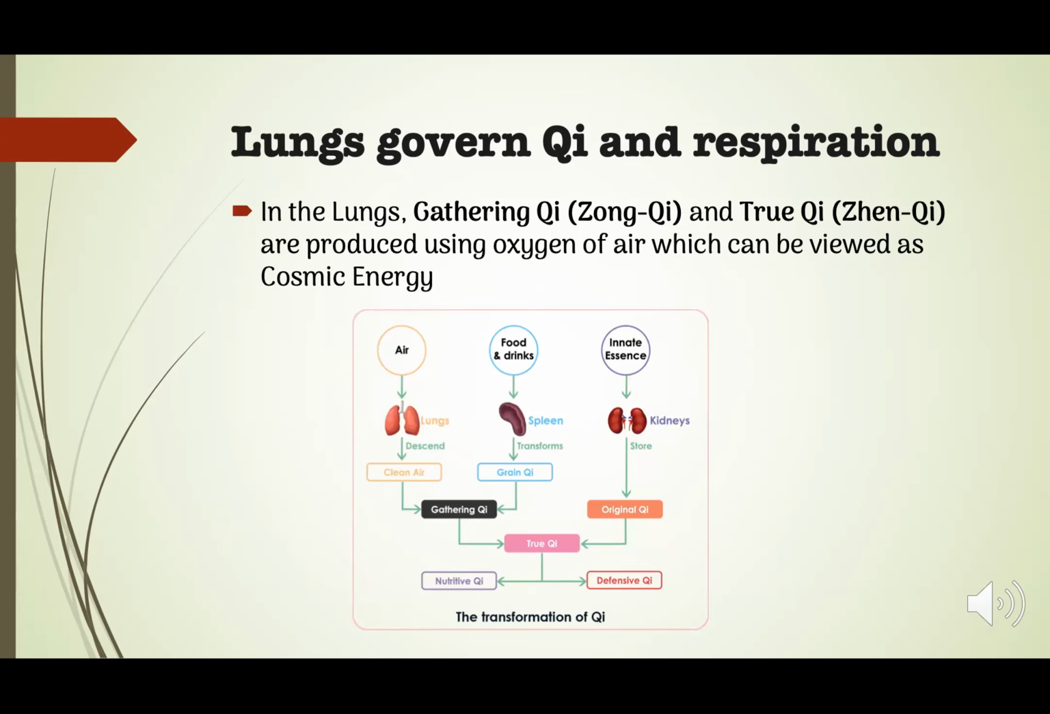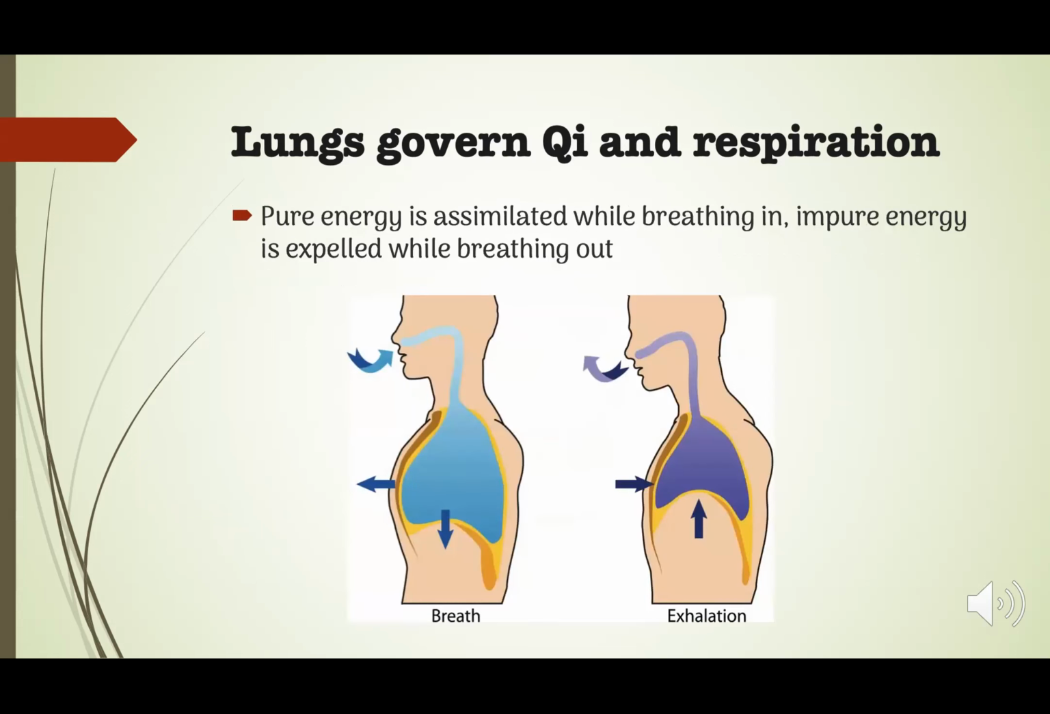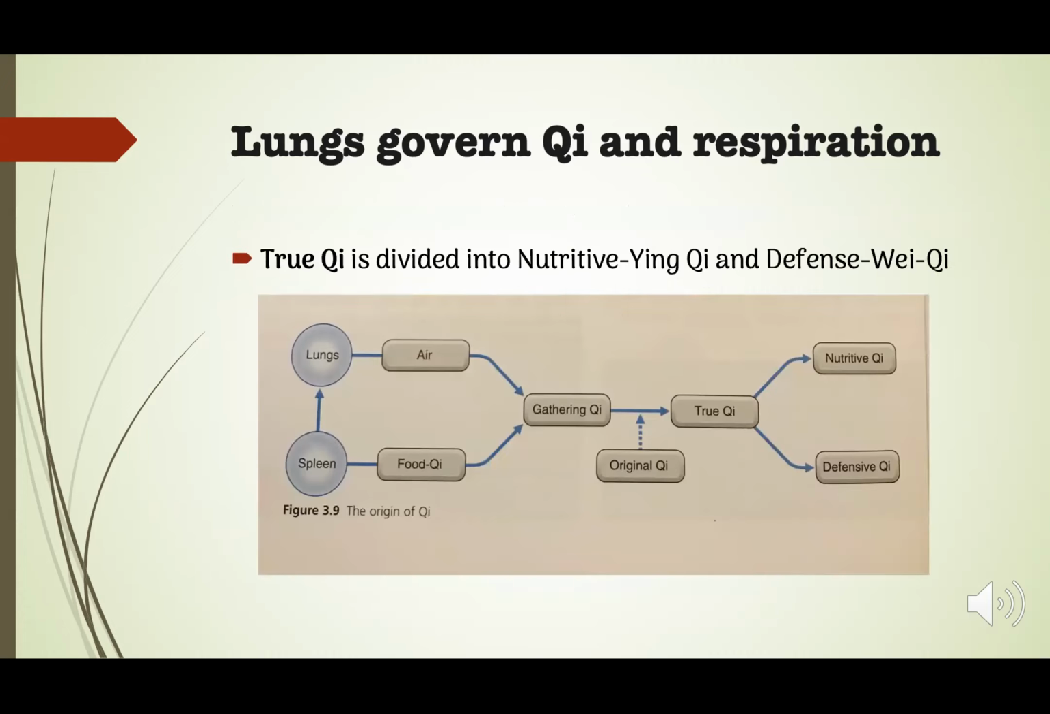In the lungs, gathering qi or zong qi and true qi are produced from the oxygen of the air, which can be viewed as cosmic energy. In the lungs, pure energy is assimilated while breathing in. Impure energy is expelled while breathing out. True qi is divided into nutritive qi and wei qi.